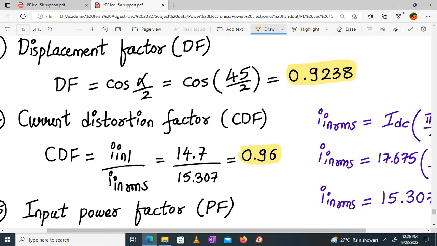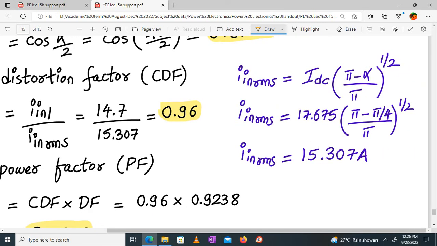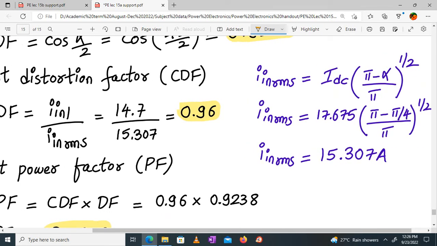वो जो खराब शेप वेव शेप मिल रहा है ना, अजीब सा शेप, containing harmonics. What is the distortion factor? We calculate that. That is IN of 1 divided by IN RMS. मतलब इसके लिए IN RMS calculate करना पड़ेगा. So calculate this blue color I have done over here, IN RMS. What is IN RMS formula? IDC into pi minus alpha upon pi raised to half. So quickly calculate that.